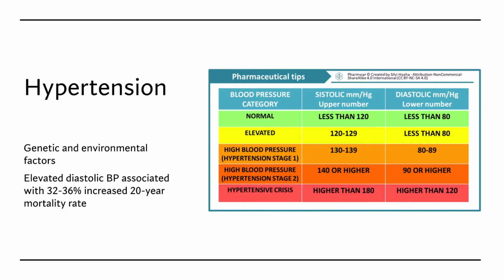So I don't think I'm giving away any secret information there, but an elevated diastolic blood pressure. Now, this is interesting because it's diastolic specifically. An elevated diastolic blood pressure is associated with roughly 32 to 36% increased 20-year mortality rate. So we'll talk about why that is.